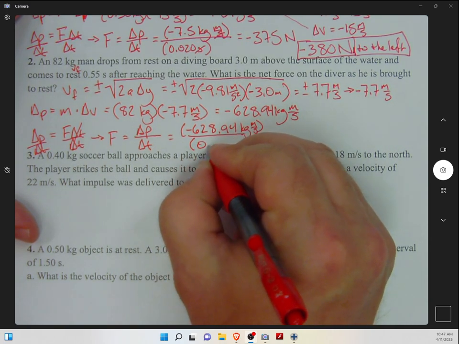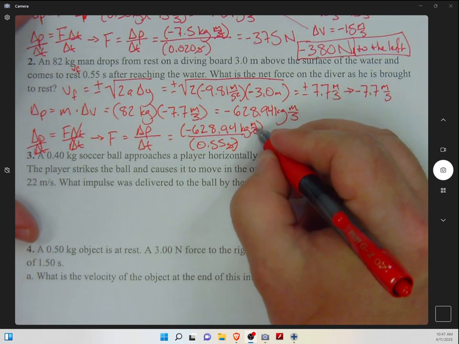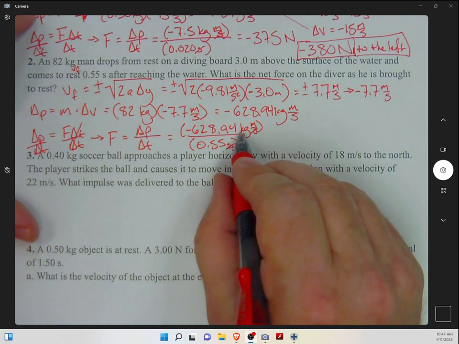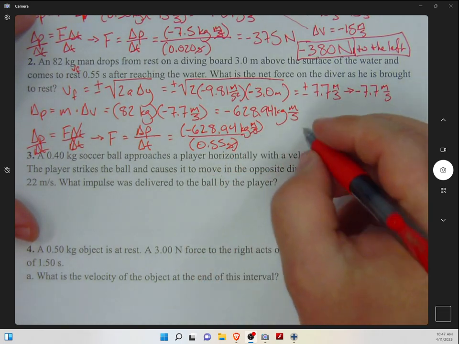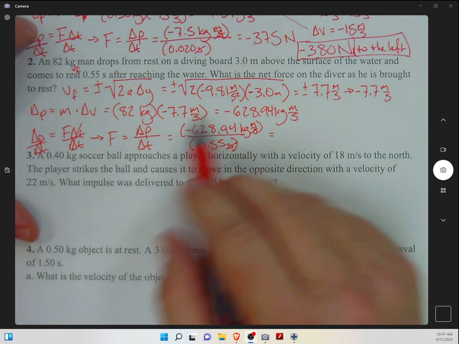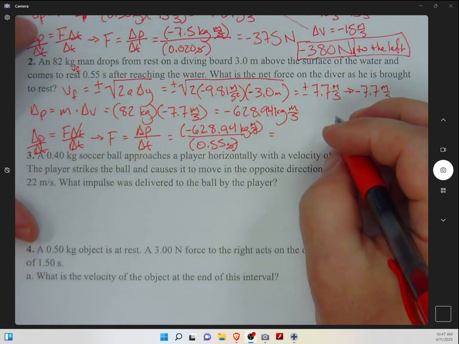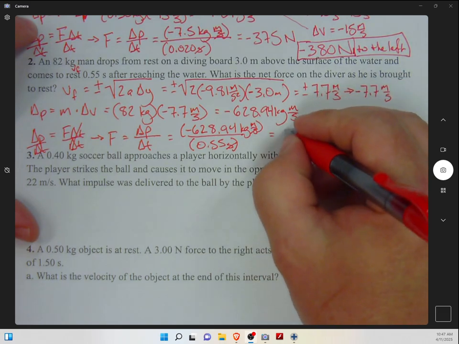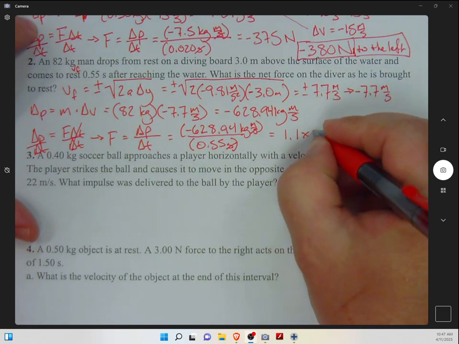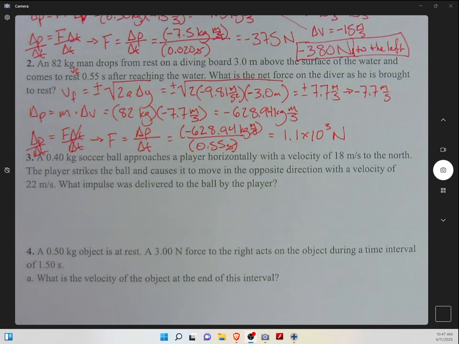What was my time? 0.55 seconds. Again, seconds will cancel with seconds, leaving behind kilograms multiplied by meters, which is the same thing as a Newton. Now, I need to report 2 sig figs in my answer. So I'm going to round this to 1.1 times 10 to the third newtons.